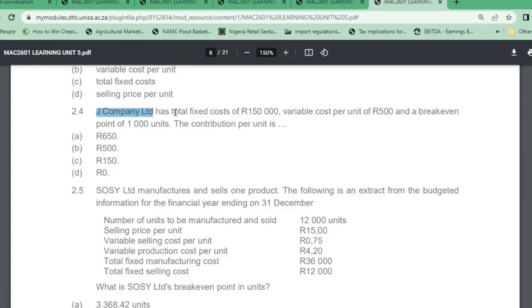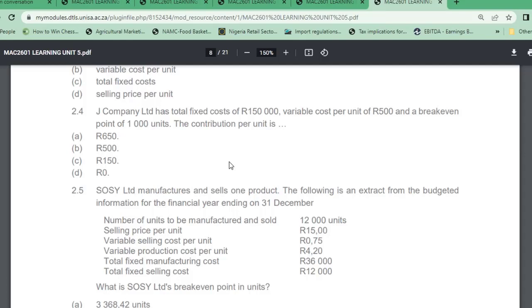So J company has total fixed cost of 150,000. Their variable cost per unit is 500 and the break-even point is 1,000 units. What is the contribution per unit? Now this is maths. Let's work backwards to find the contribution per unit. I'm giving you 5 minutes to do it quickly. It should actually take you 4. Let's do it. For 4 minutes, I'm giving you to calculate the contribution per unit.